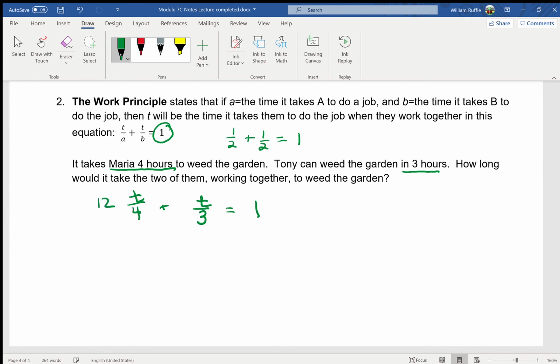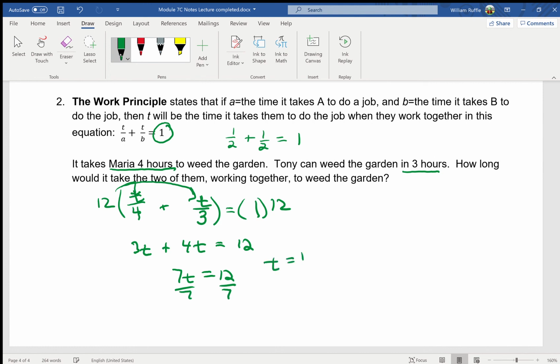So I could multiply everything by 12. And I would do 12 divided by 4, that's 3t. Then I do here, 12 divided by 3 is 4t equals 12. So 7t equals 12. I divide by 7. And I get t equals 12 over 7 hours, or if I change it to a mixed number, it's 1 5/7 hours. I believe they will take this answer or this answer. If you want to leave it improper, that's one less step, and that works fine for me.